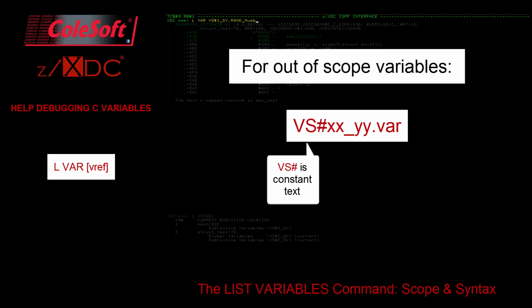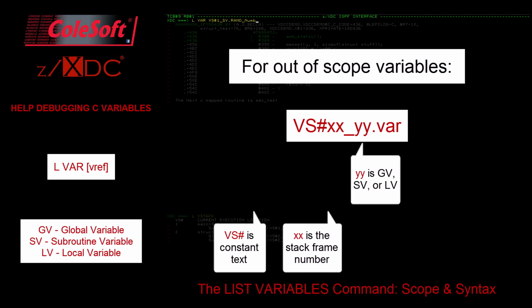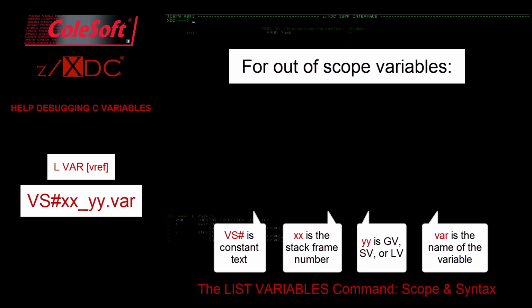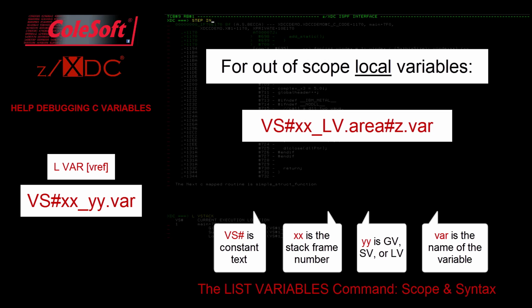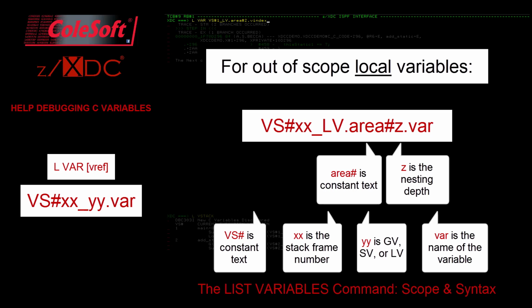VS# is constant text. It stands for variable stack number. XX is replaced by the stack frame number. YY is replaced by GV, standing for global variable, SV for subroutine variable, or LV for local variable. Var is the case-sensitive name of the variable. In the specific case of LV, multiple levels of the LV pool exist. In that case, the stack frame name is as shown, where Z is the depth of nesting of the local pools. Area pound is constant text.